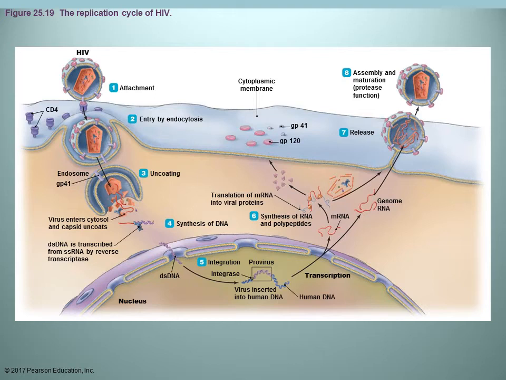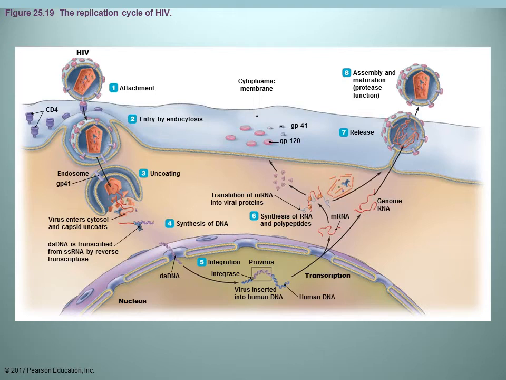And then that double-stranded DNA is going to be produced from the single-stranded RNA, remember, by use of that reverse transcriptase. So now that you've made that double-stranded DNA, where does it go? It moves into the nucleus of your cell, and it becomes integrated in your DNA. So it basically cuts your DNA in a spot, and places itself in there.